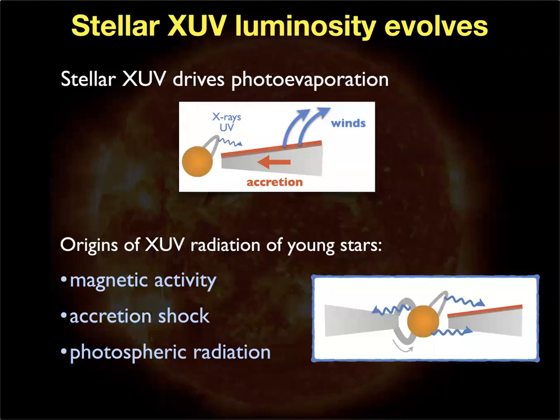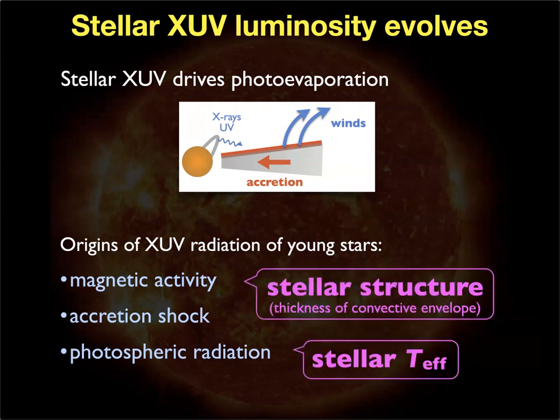As I introduced, photoevaporation is driven by stellar XUV irradiation. And the stellar XUV photons are emitted by three mechanisms: stellar magnetic activities in the corona or chromosphere, accretion shock, and photosphere, if stellar surface is hot enough.